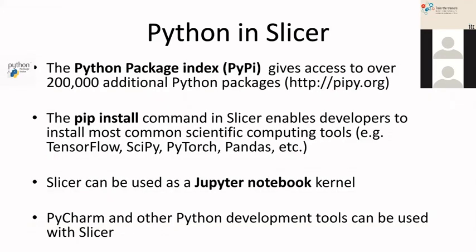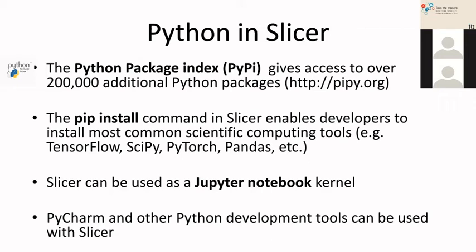So for Python programmers, some of the critical things that you have at your disposal are the package index. PyPI has 200,000 Python packages. Most of those are pure Python, some of them are C++. The majority of them can be installed directly in Slicer using the pip utility. We provide a pip_install command, which is a customization just to get it into the Slicer Python. But things that you may be familiar with, like TensorFlow, SciPy, PyTorch, Pandas, they're all available.